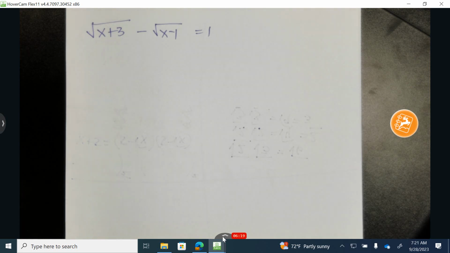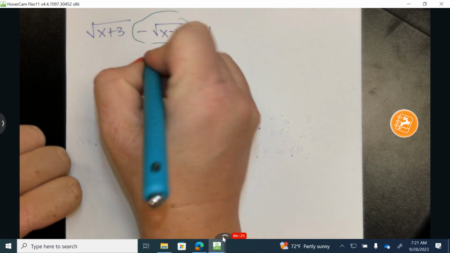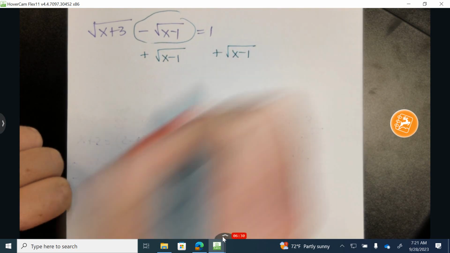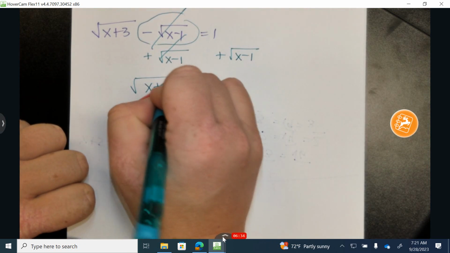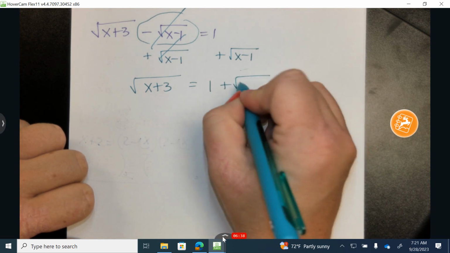Okay, so I want to move one of the square roots to the opposite side. And let's move the one that's negative. So I want to take this, it's negative, and I want to add it to the opposite side. Now on the left-hand side, I have the square root of x plus 3. On the right-hand side, these aren't like terms. I can't combine them.